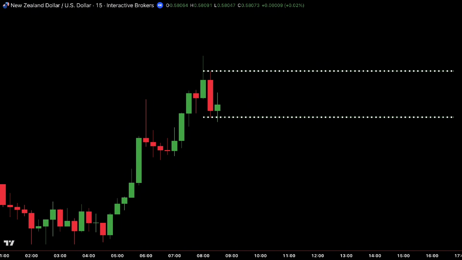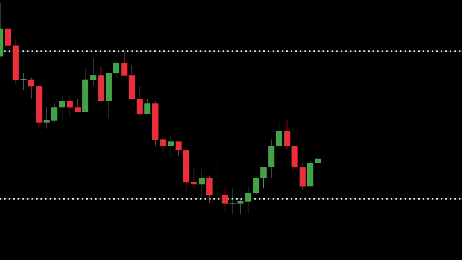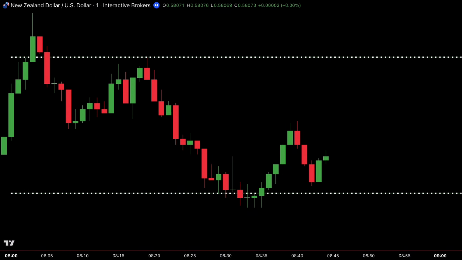If the next candle breaks the range and then closes back inside it, that's a liquidity sweep, and that becomes your signal. Now switch to the 1-minute chart. You'll notice the same thing. The high and low of that 15-minute candle now form a range on the lower time frame.